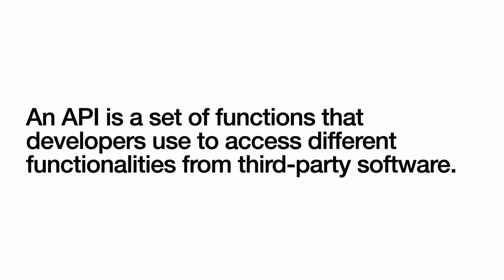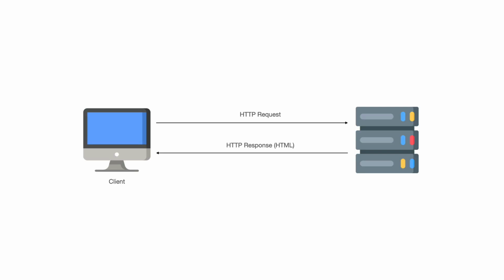First, let's explain the term API. An API is a set of functions that developers use to access different functionalities from third-party software. As developers, we use APIs all the time for tasks such as getting the current time, creating files, and so on. A web API is a type of API that uses the HTTP protocol. HTTP is a protocol that is mostly used for serving web content.